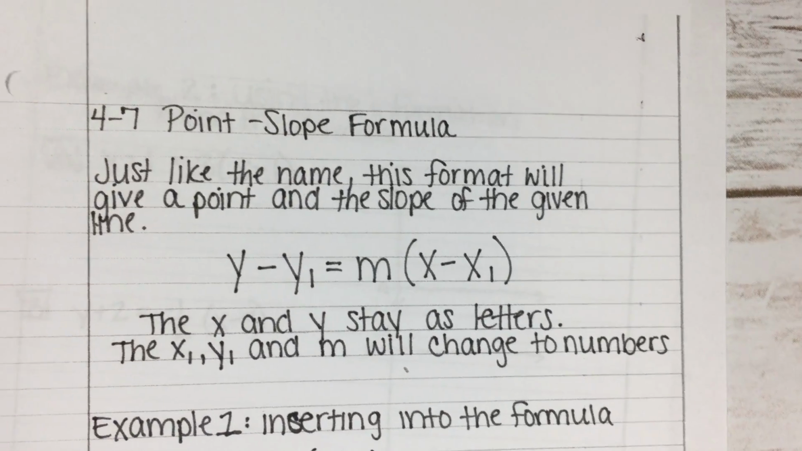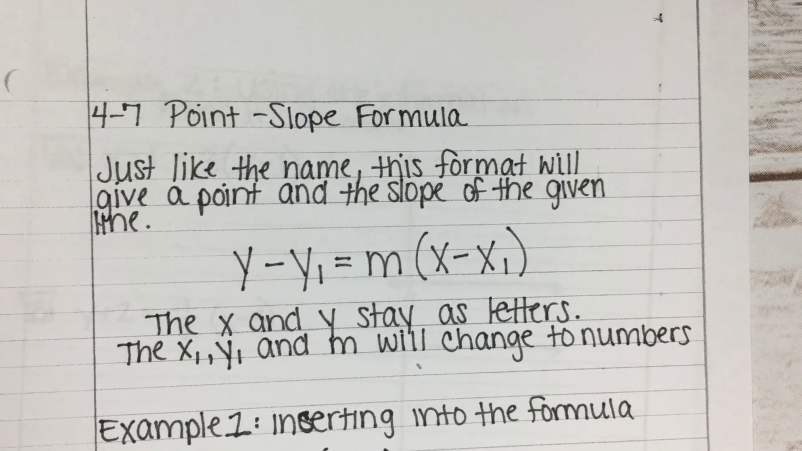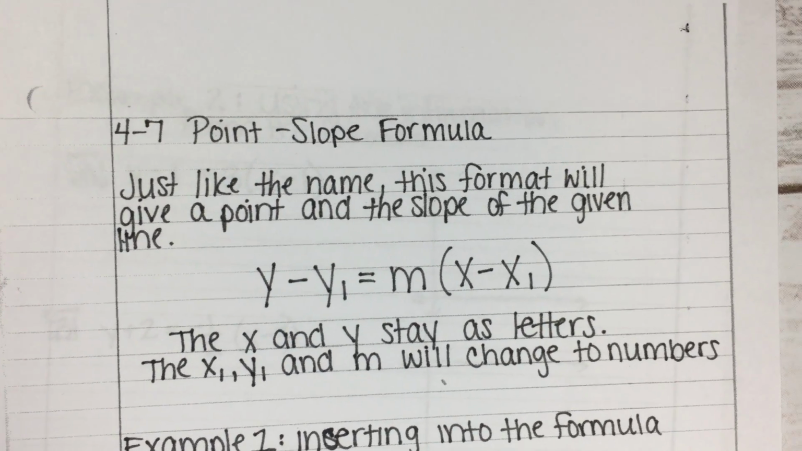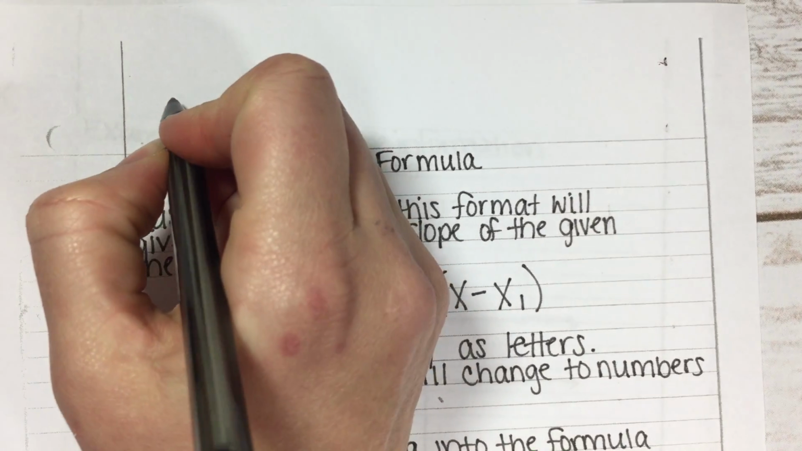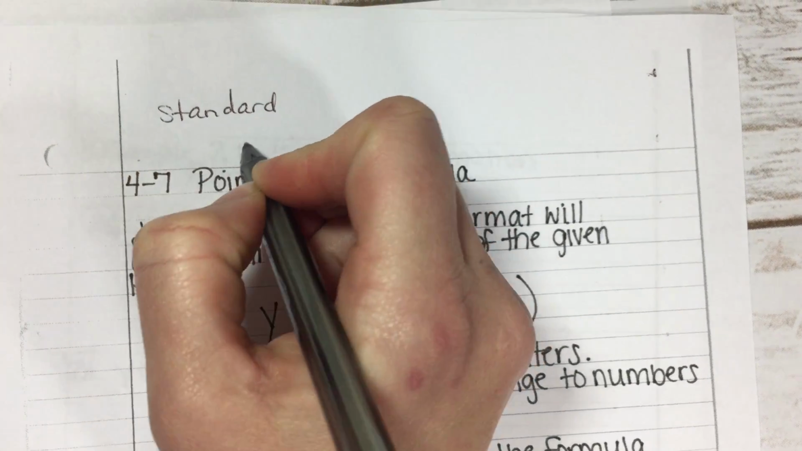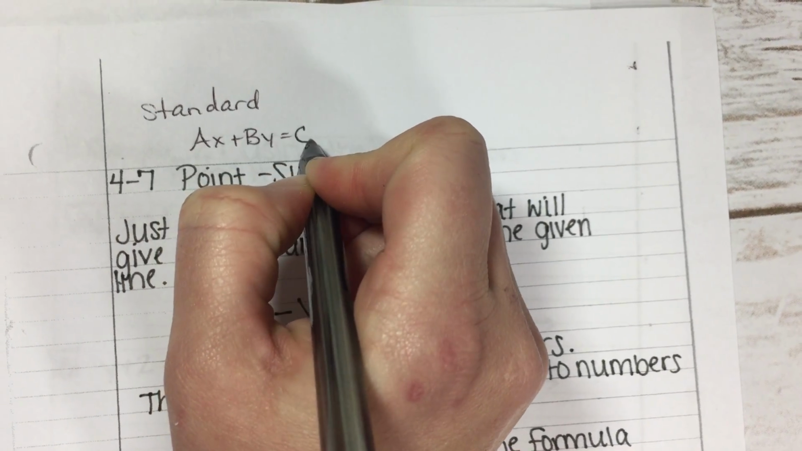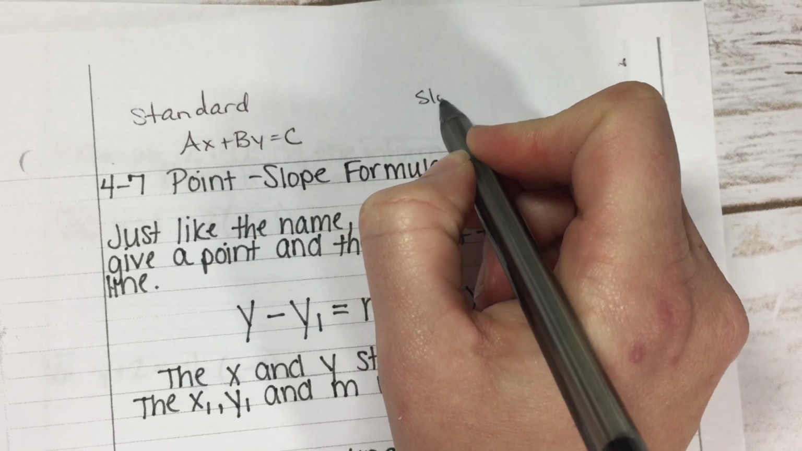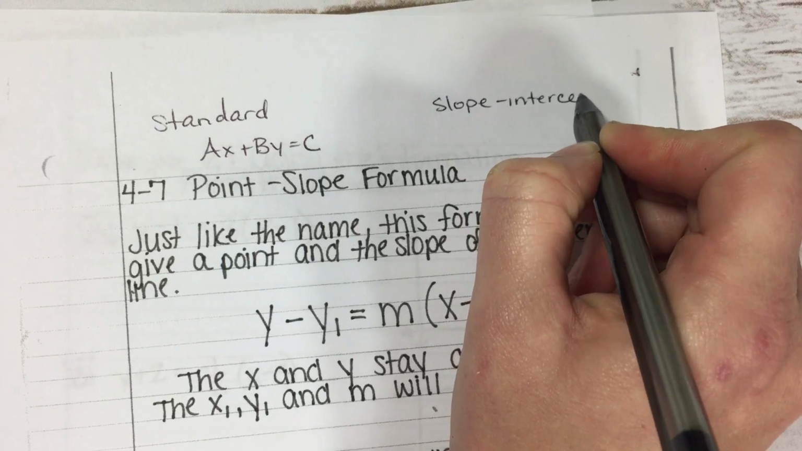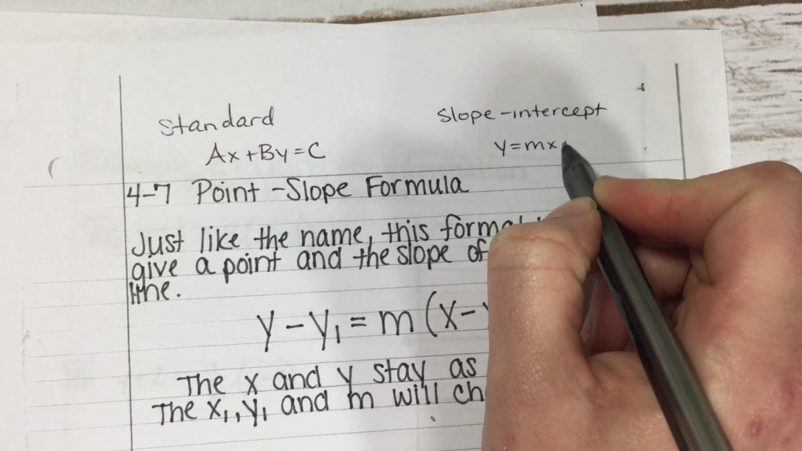All right, so today we're going to be focusing in on the point slope formula. So we've already taken a look at two other ways that data could be represented to us. We've already looked at it, that it can be given to us in standard form, which was ax plus by equals c. And we've also now looked at it in slope-intercept form. And we've learned with slope-intercept form that that's y equals mx plus b.